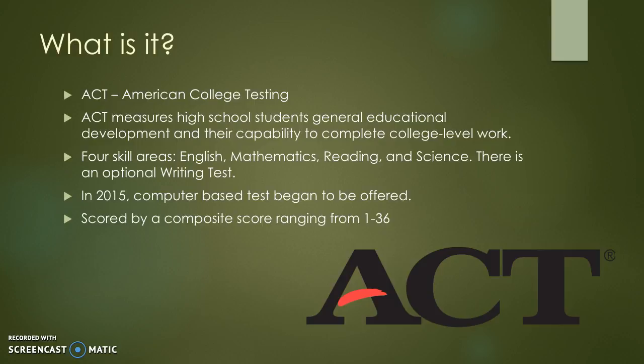And it's scored by a composite score ranging from 1 to 36. So each section, the English, math, reading, and science, is scored individually as well, but then you have a final composite score, and that's the 1 to 36.